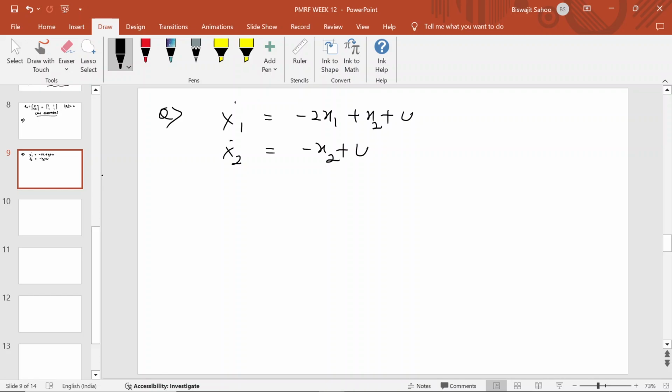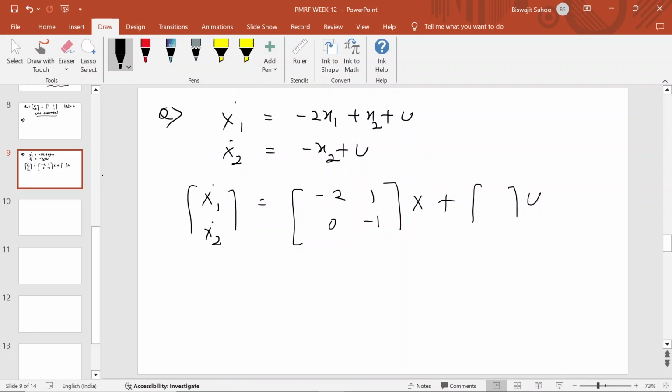Now, first of all, you have to find out the state matrix for x1 dot, x2 dot. From this equation, if you find out the A matrix, then the A matrix will be -2, and this term is 1. The second equation has no term related to x1, so it will be 0, and this will be -1. Then check which terms are associated with the input u. The first equation is associated with u, so the coefficient is 1 here, and the second equation is also associated with u, so this is also 1. So the B matrix is [1; 1].